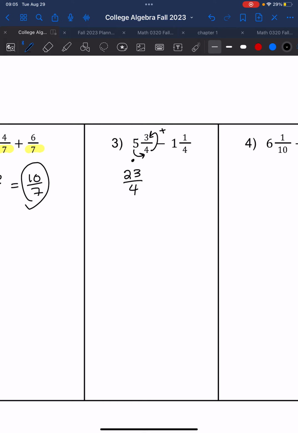Okay, we're going to do the same thing for the next fraction. So multiply, then add. So 1 times 4, 4. 4 plus 1, 5. 5 over 4. Notice that we are subtracting these fractions. These fractions both have a common denominator of 4, so I'm just going to be subtracting the numerators. So 23 minus 5 over 4 is equal to 18 over 4. Notice that we can reduce both of these by 2, and we get 9 over 2, and that is our answer.